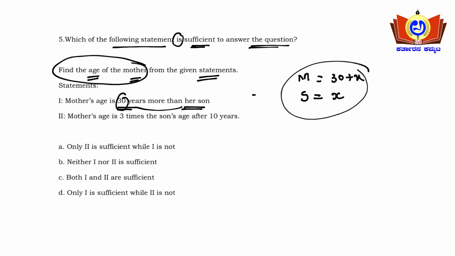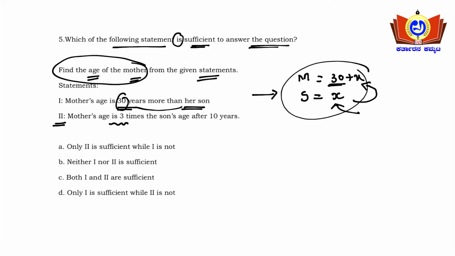With the help of this first statement, we cannot deduce the age of the mother here, because the son's age might be 10 here or 20 here or 30 here. Based upon that, the mother's age will be decided. Hence we cannot exactly say what the age of the mother is here. Hence statement 1 alone is not sufficient to answer the question here. So we shall examine the second statement here.